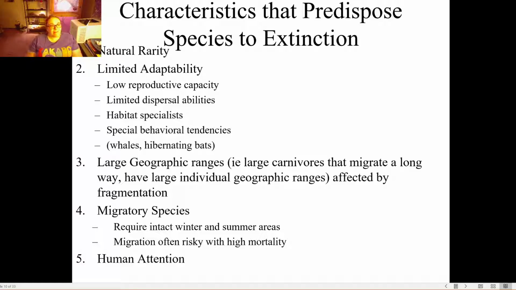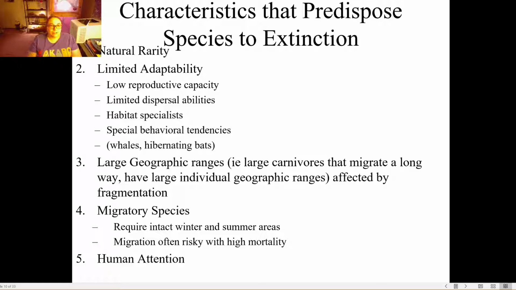Then we have special behavioral tendencies. An example of that would be something like whales or hibernating bats. So you have to think hibernating bats, right? They have a behavioral tendency. They need to have somewhere to hibernate. They need to have some sort of place to overwinter. So because they have that tendency, they become more at risk. They need that extra thing.